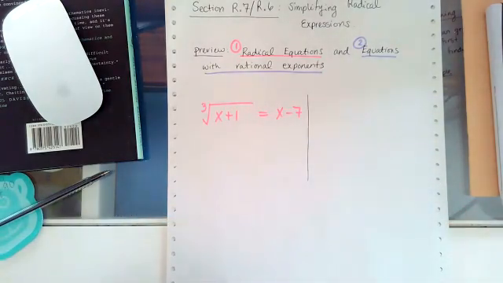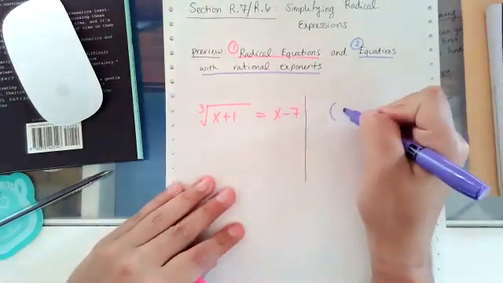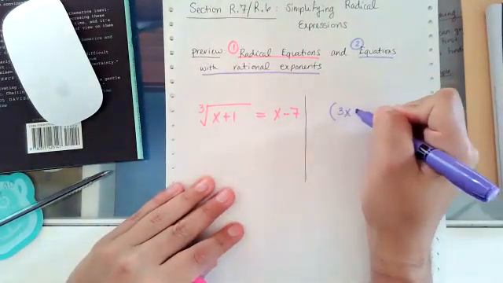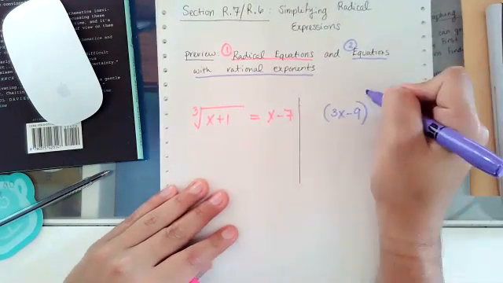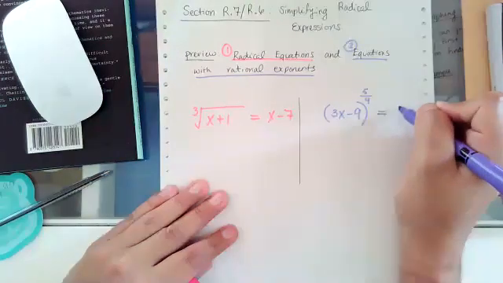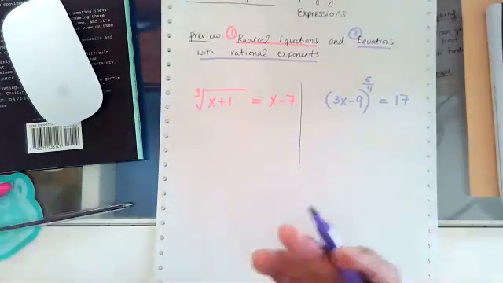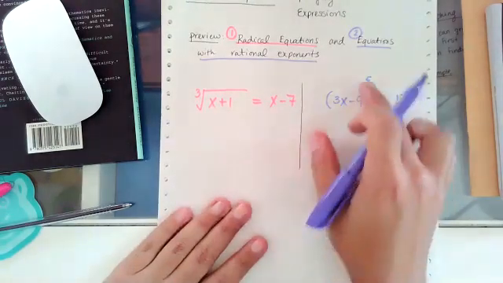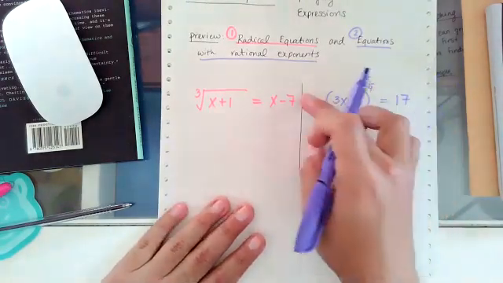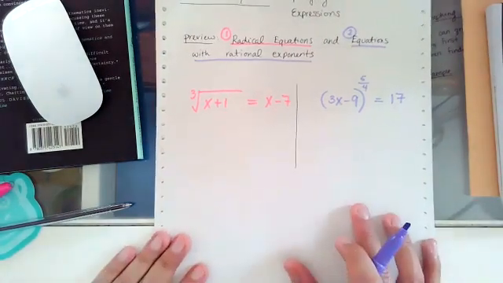Similarly, we might have an equation that looks something like this, maybe 3x minus 9 raised to the 5/4 power is equal to 17. And we've seen in quadratic equations when we had something raised to the 2nd power that we could just take the square root of that, right, to cancel out the 2nd power.